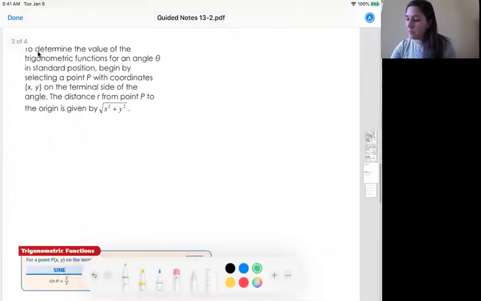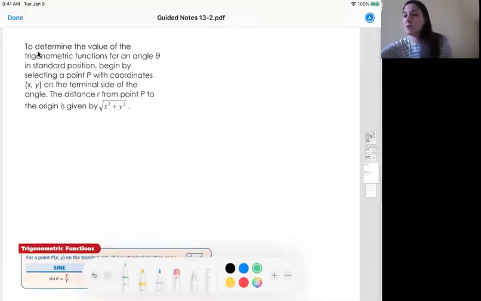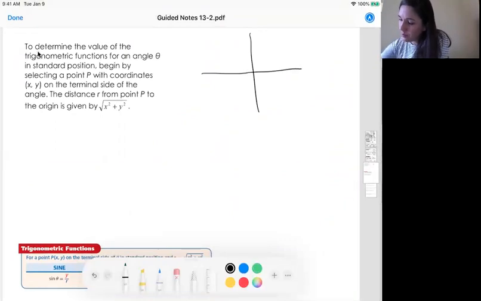Okay? All right, so last thing for today. We need to determine the value of trig functions for any angle in standard position using a coordinate point. All right, so I'm going to start by drawing a sketch. It says we're finding angle theta in standard position, so we know that it's coming off the x-axis. We need to begin by selecting a point P with coordinates x and y on the terminal side of the angle. So I'm just going to pick any point here. I think your book gives you an example of one in the second quadrant. I'm in quadrant 1.